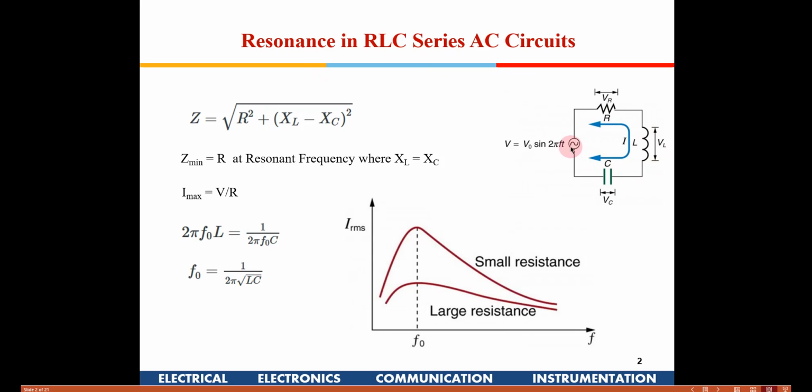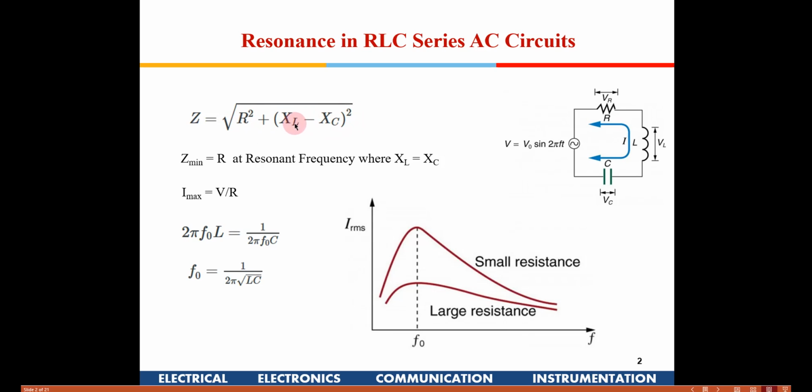You have a sinusoidal voltage signal applied here, you have a resistance R, an inductor L and a capacitor C, which are connected in series. If I take only the magnitude of the total impedance, it is given by root of R square plus (XL minus XC) square. What does this indicate?